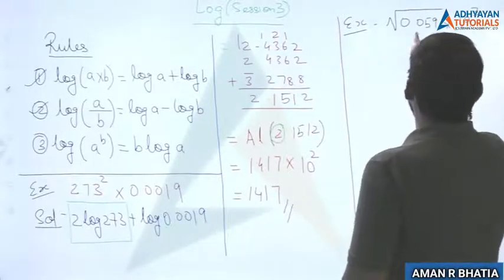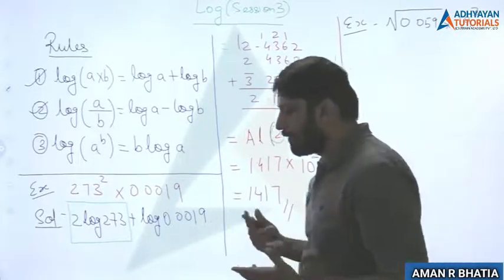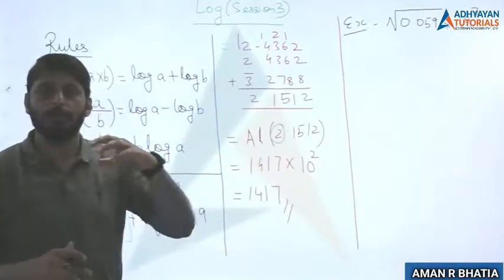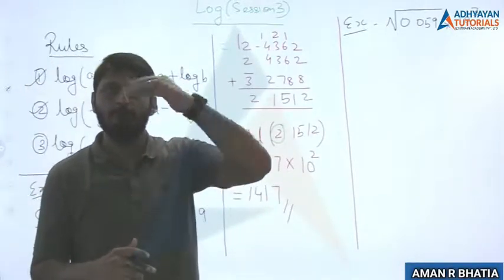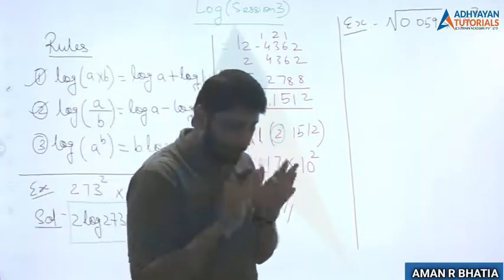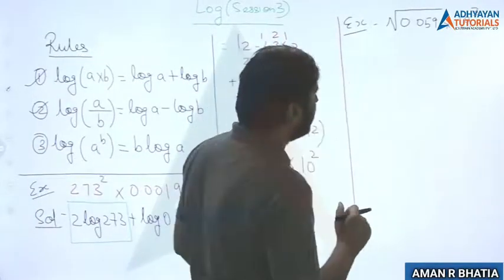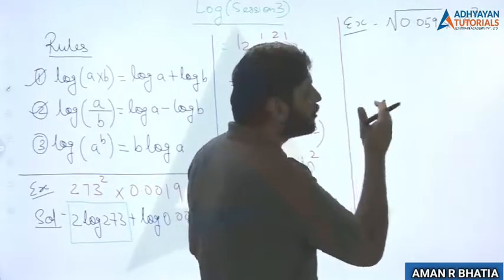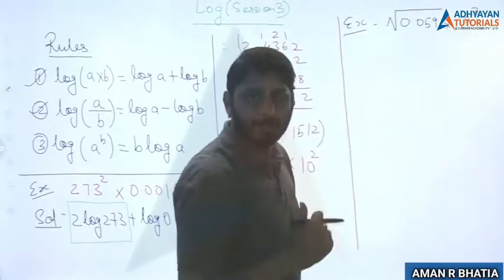Now when I read this, square root means what? Square root means to the power of half. Cube root means to the power of 1 by 3. Fourth root means to the power of 1 by 4. So in my way of thinking, when I am reading it, it is nothing but 0.059 raised to the power 1 by 2.